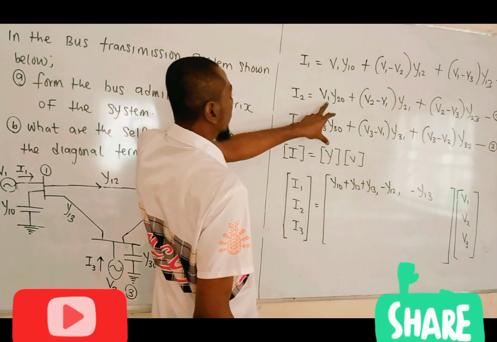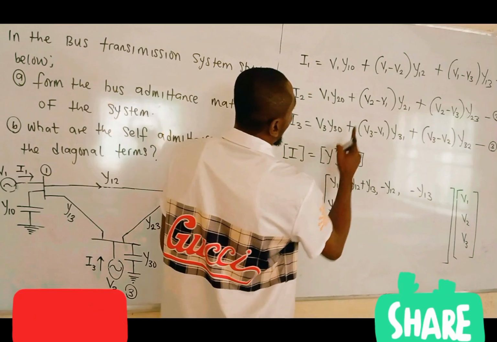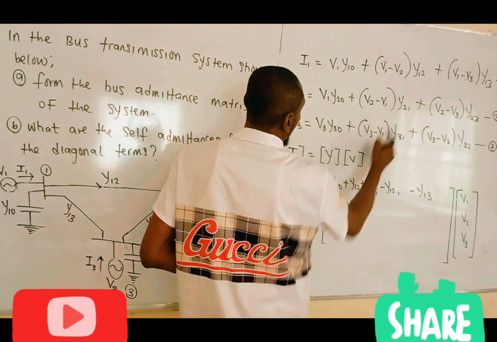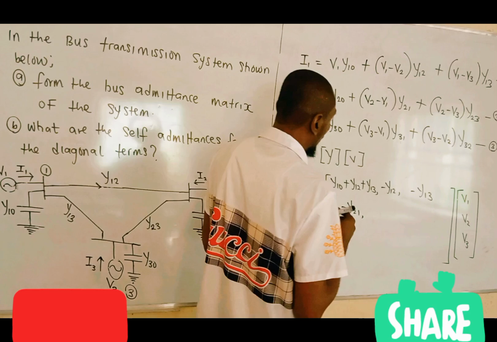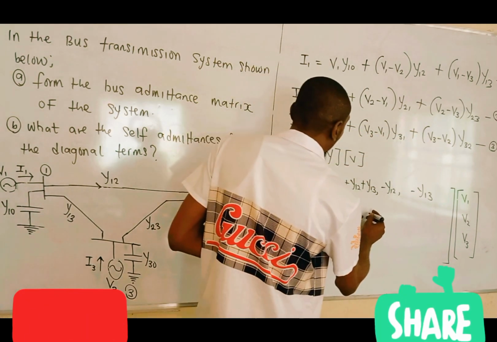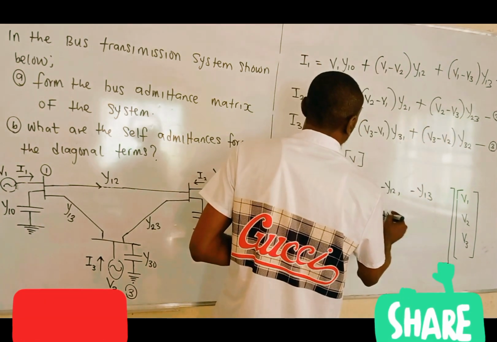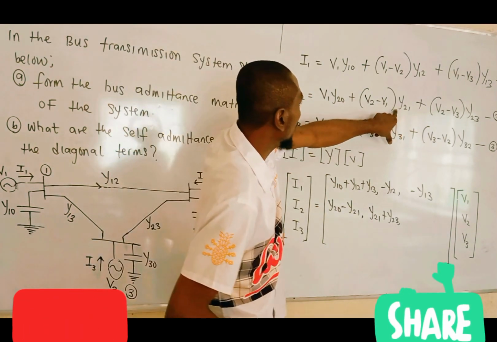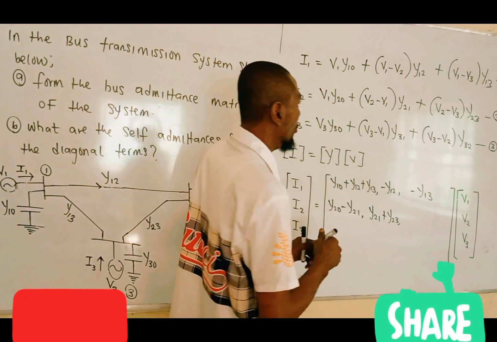Now for I2, that's equation 2. For V1, the admittance coefficient is negative Y21. Then we go to V2. The admittance coefficient of V2 is Y20 plus Y21 plus Y23. Then we are done with V2. Then V3: the admittance coefficient of V3 is negative Y23.